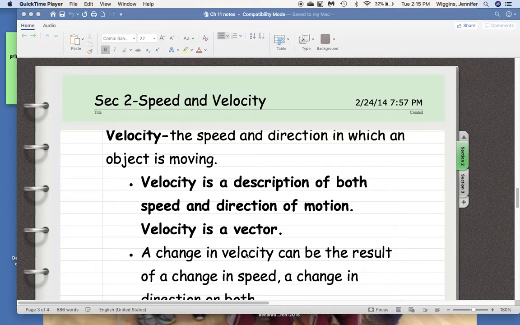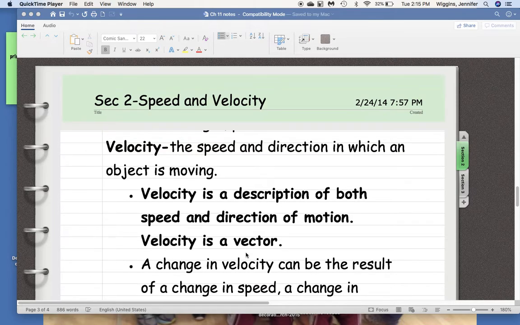Velocity is another word, and in this class we'll use velocity and speed interchangeably, okay? There is no formula for velocity. Velocity just includes a direction. So it's a vector because it has a direction and a magnitude. Velocity is the speed and direction in which the object is moving. So I would say 4 miles per hour north. That's velocity. Speed and direction. 75 kilometers per hour east.